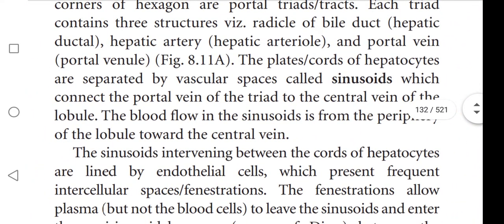Next, the blood flow in the sinusoids is from the periphery of the lobule towards the central vein.